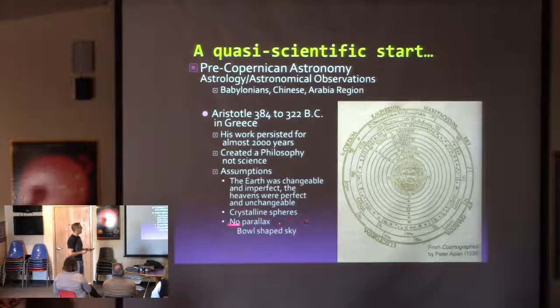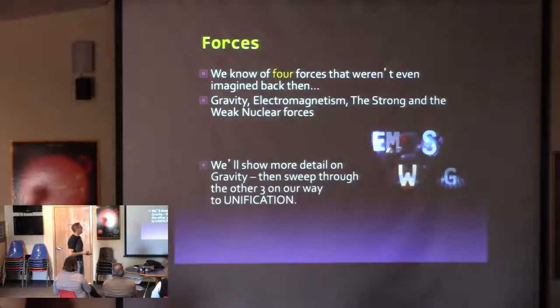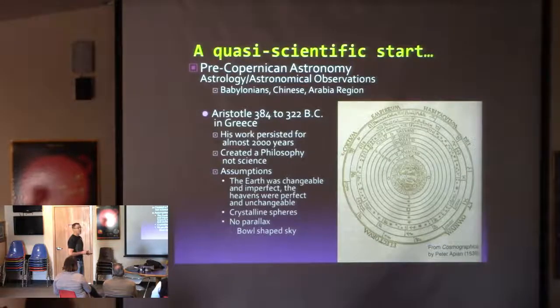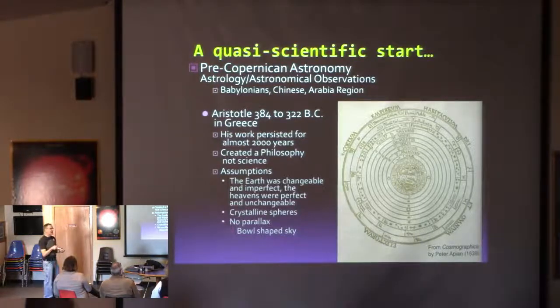We had crystalline spheres, no parallax in the stars, so the stars must be all on this bowl-shaped sky out here. Well, maybe it was true, and now it's just changed. Okay, some more cause and effect we're going to have to bring in to explain that.